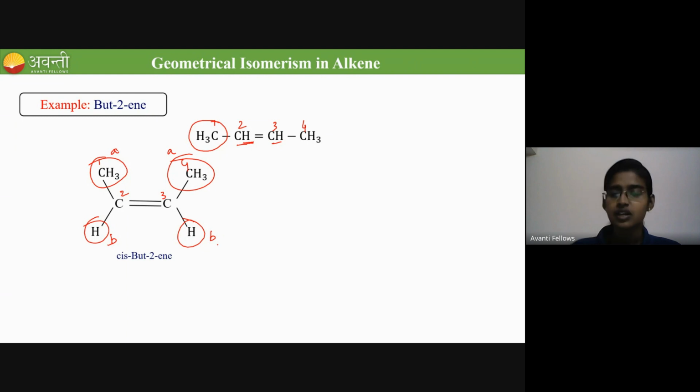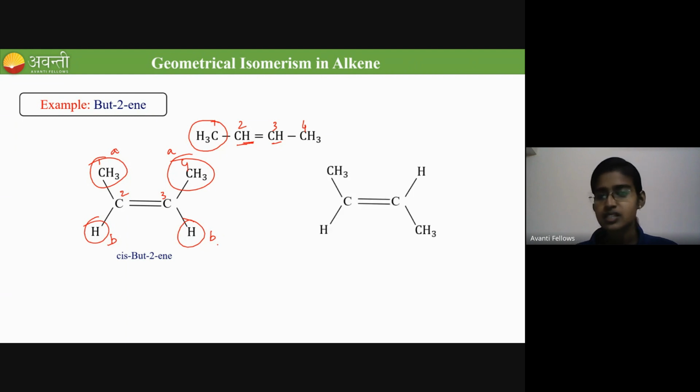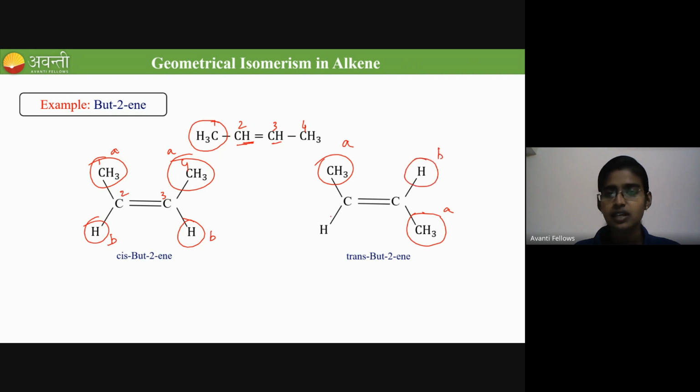Okay. So this one is your trans but-2-ene. The similar groups are on the opposite side of the double bond, so it is called trans but-2-ene. Okay. You should not get confused with this. You should not write like this.